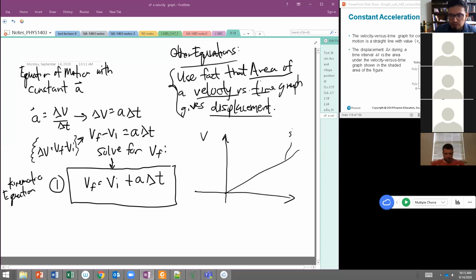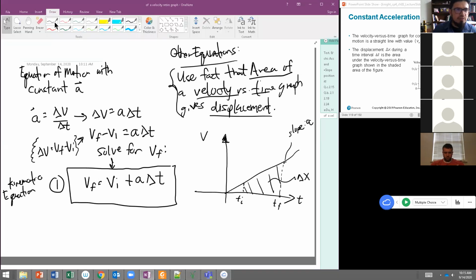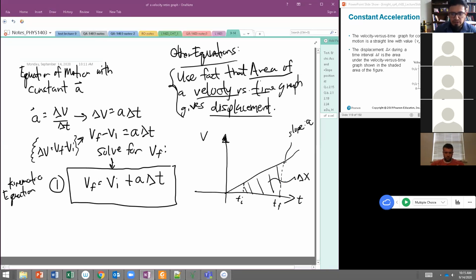Well, we already know slope is going to give us acceleration. But if you also remember, these velocity time graphs also tell us that the area under the curve gives us displacement. So we start off at some initial time, and we look at the motion up until some t final. The area that we have in here is going to give us the displacement delta x. And what we're going to do in class next time is look at that more in detail to derive the next equations.